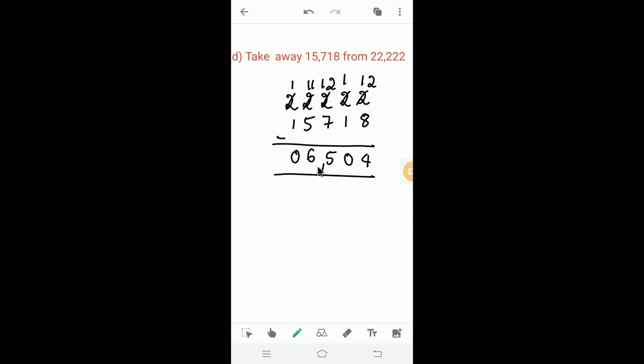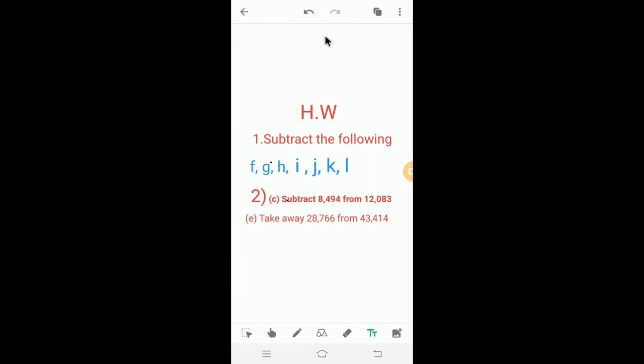So the answer is 6,504. Today's homework: solve these problems in your notebook.